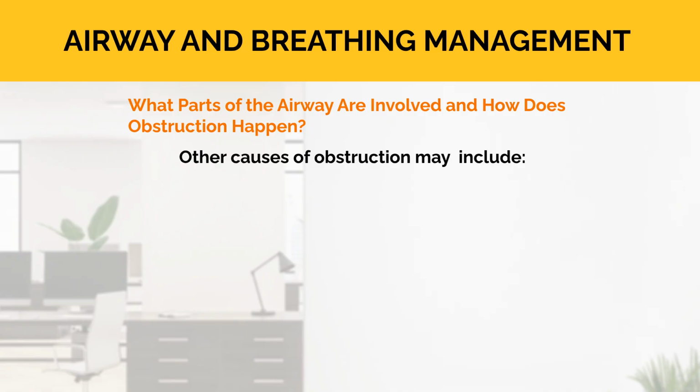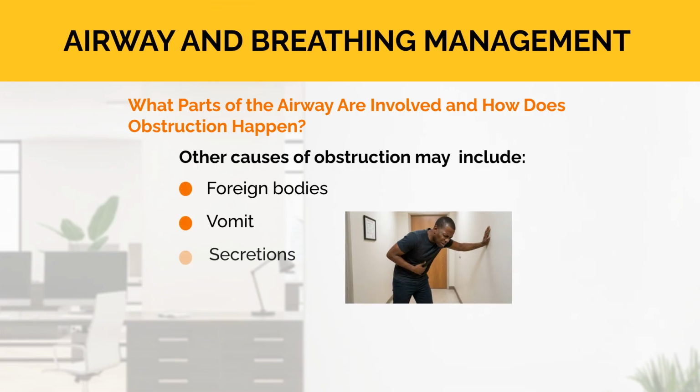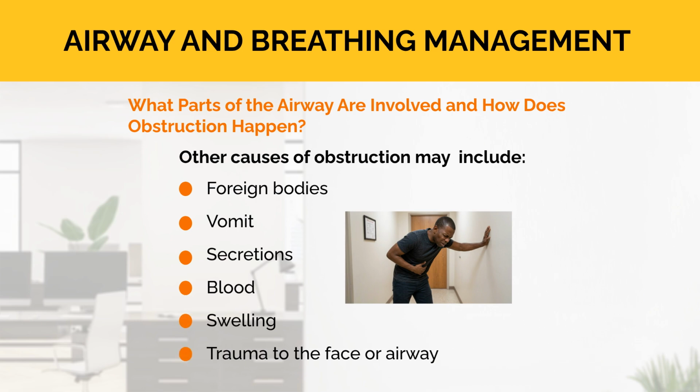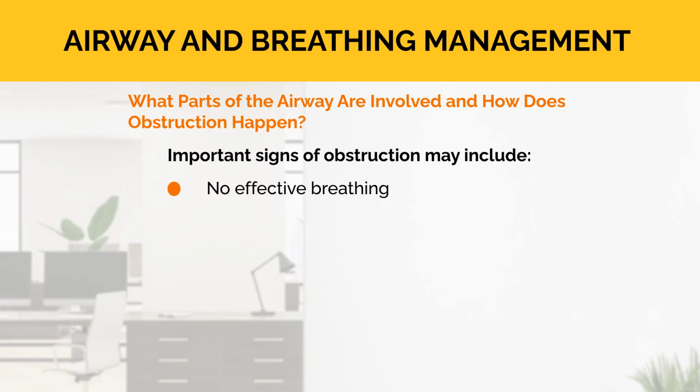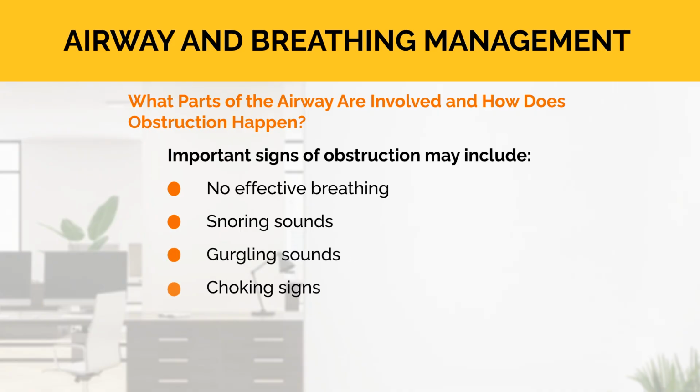Other causes of obstruction may include foreign bodies, vomit, secretions, blood, swelling, trauma to the face or airway. Important signs of obstruction may include no effective breathing, snoring sounds, gurgling sounds, choking signs, no chest rise, difficulty moving air. Note: in unconscious patients, the tongue is often the first thing to suspect as the cause of airway blockage.